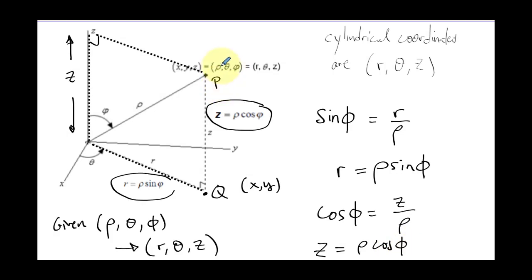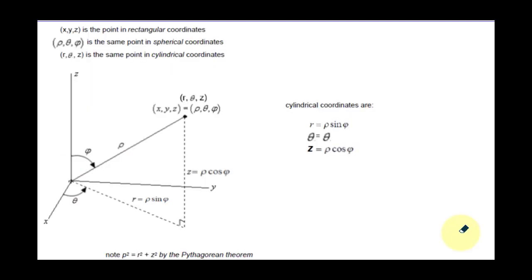So having this point in spherical coordinates, I can convert it into what the r would be in cylindrical coordinates and what the z would be in cylindrical coordinates, and the theta in the cylindrical coordinates is the same as the theta in spherical coordinates. Okay, so let's just pause on that for a second and say, all right, if we had spherical coordinates, rho and phi and theta, we could compute the cylindrical coordinates. We would use these formulas.